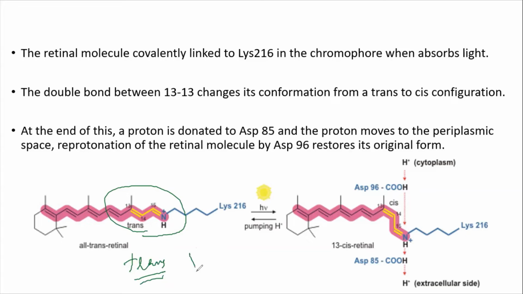Can you see, trans means it will go like this. Okay. Now, when light falls on it and it gets opened up, what is happening here? The channel is getting opened up and it goes into the cis retinal configuration. Can you see the difference in the structure?